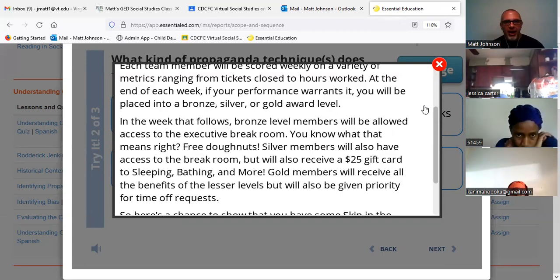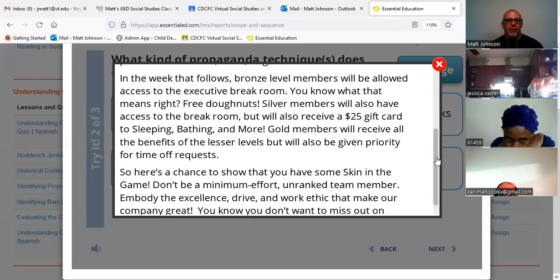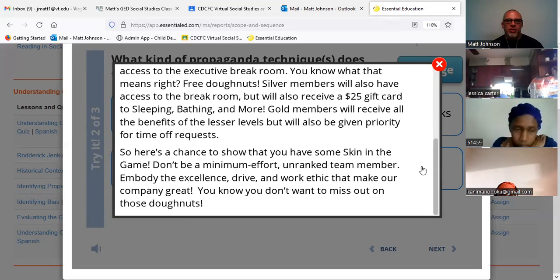You know what that means, right? Free donuts. Silver members will also have access to the break room, but also receive a $25 gift card to sleeping, bathing, and more. Gold members will receive all the benefits of the lesser levels, but will also be given priority for time off requests. So here's a chance to show that you have some skin in the game. Don't be a minimum effort, unranked team member. Embody the excellence, drive, and work ethic that make our company great. You know you don't want to miss out on those donuts.